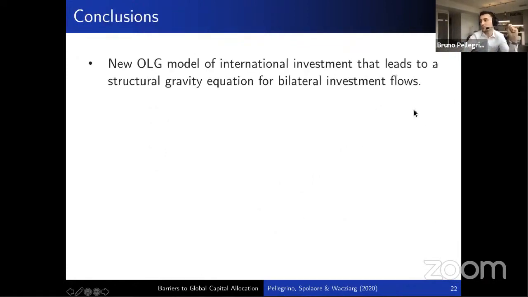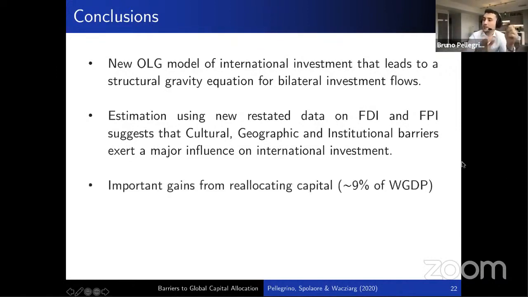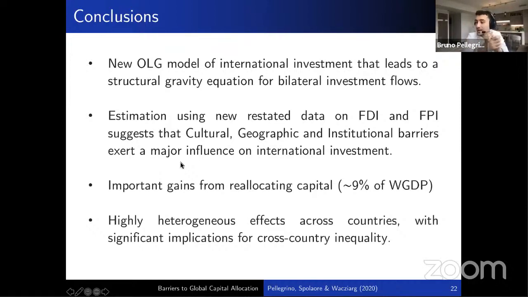So I guess I'm almost out of time, so let me quickly wrap up. In this paper, we have presented a new OLG model of international investment that leads to a structural gravity equation for bilateral investment flows. We have estimated this gravity equation using some new restated data on FDI and FPI, and our results suggest that cultural, geographic, and institutional barriers exert a major influence on the networking of international investment positions. We find that by removing the capital misallocation resulting from these barriers, there are substantial gains in world GDP, about 9 percentage points. And finally, we find a highly heterogeneous effect across countries with significant implications for cross-country inequality.